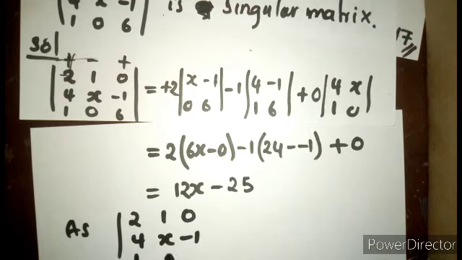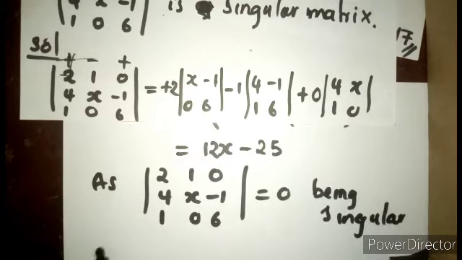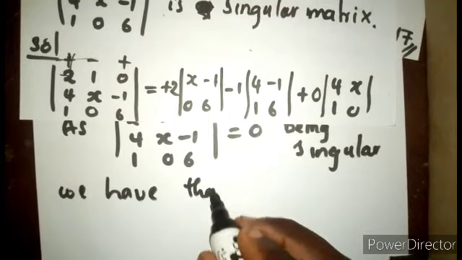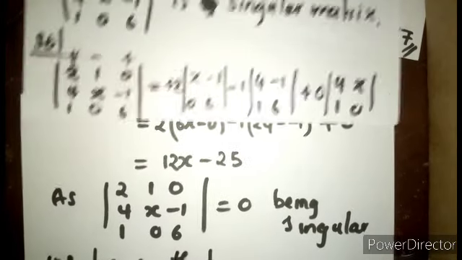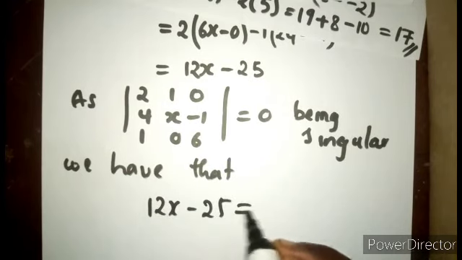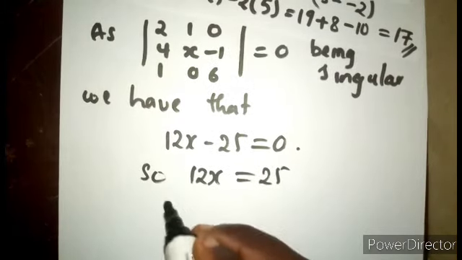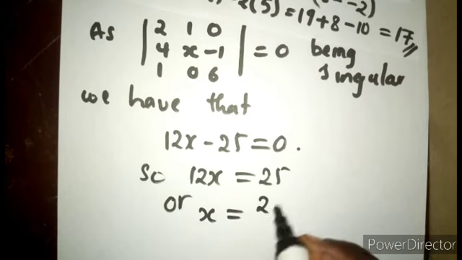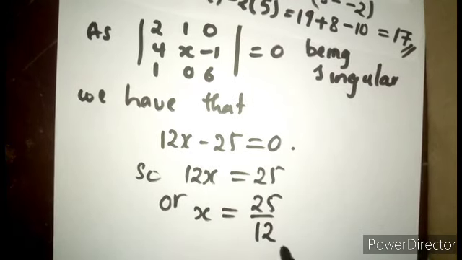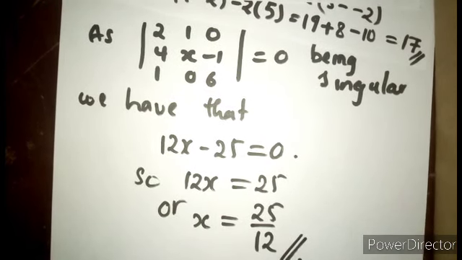So the determinant is 12x minus 24, equals 0, being singular. Then we have 12x equals 24, so x is 2. Okay, that is just it. Thank you.